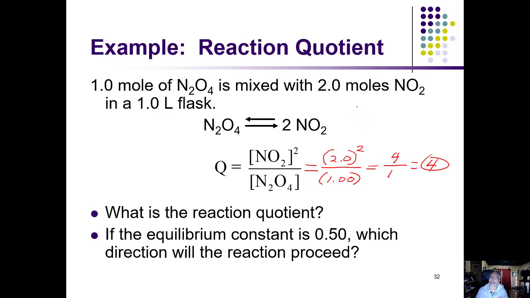So here's what we're going to do. We're going to take our Q, and we're going to compare it to K. K in this reaction is given, the equilibrium constant is 0.50. And Q, we know, is 4. So Q is greater than K, and so the reaction is going to proceed in reverse. It has to make more reactants in order to get to equilibrium until Q is equal to K, which is 0.5.